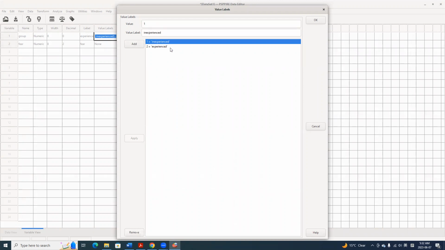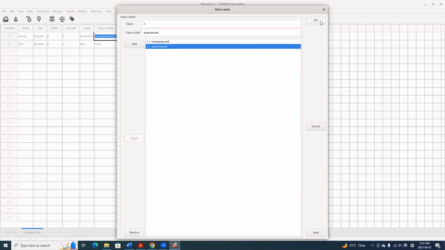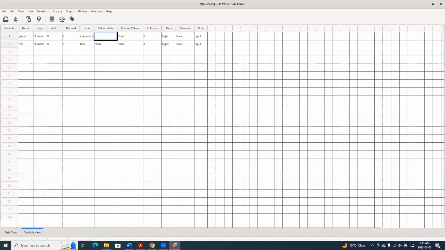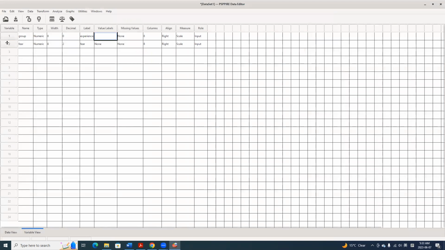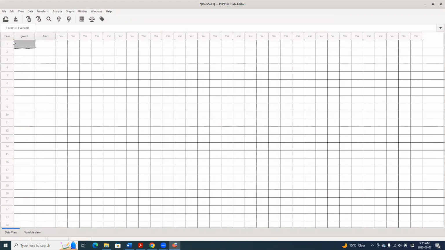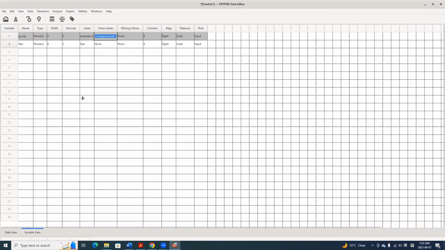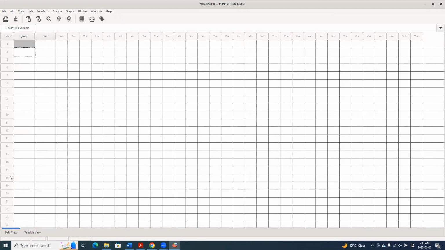How can I change this to 0? Cancel. I delete it. Oh no. I'm gonna do this one more time again. How can I get rid of it? Yeah, I'll just leave it there. Experienced, inexperienced.